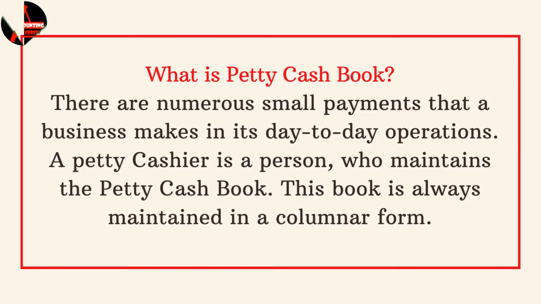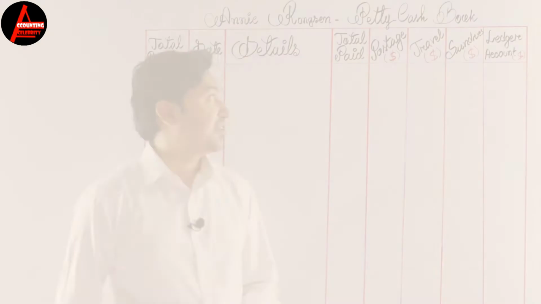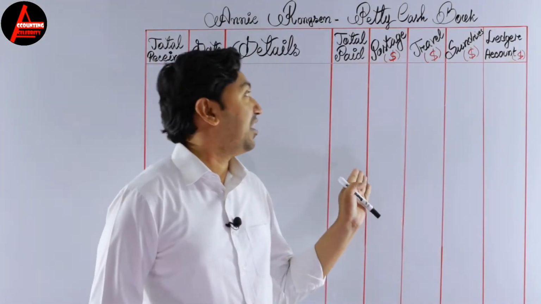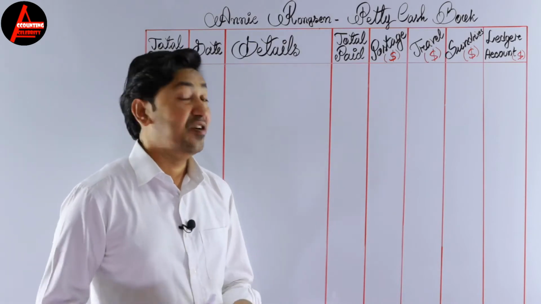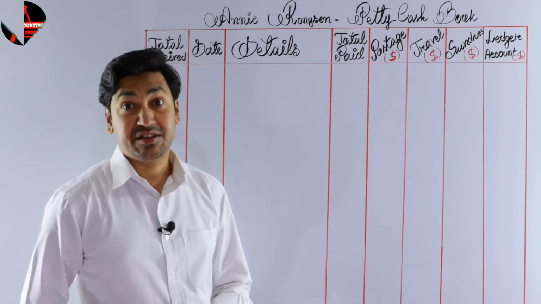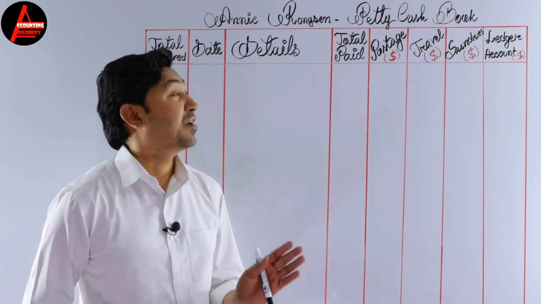This cash book is always maintained in a columnar form. So here, this is columnar form. We have a specific column for the respective items. I'll show you later. Now, what is the Imprest system? Why do you follow the Imprest system to prepare the petty cash book?